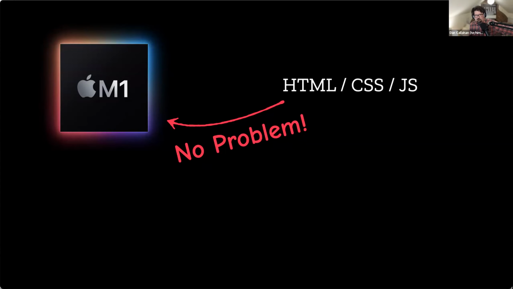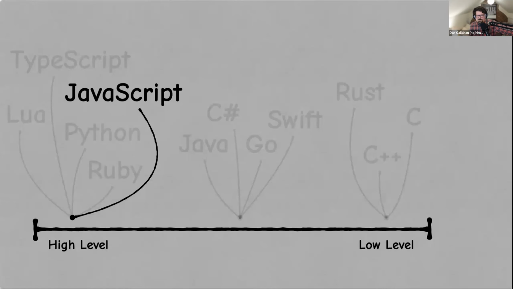But there is a problem with the web stack, and that's JavaScript. And JavaScript isn't a problem because of anything inherently wrong with JavaScript. JavaScript's a problem because JavaScript is the only choice on the web, and there is no one language that is the best tool for every job. Moreover, JavaScript's a high-level language.